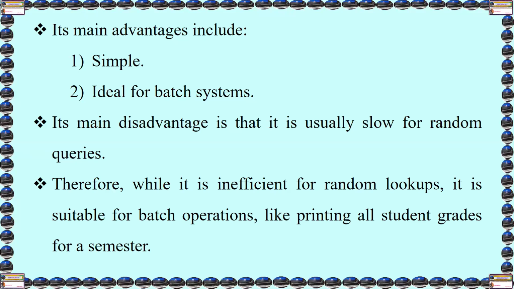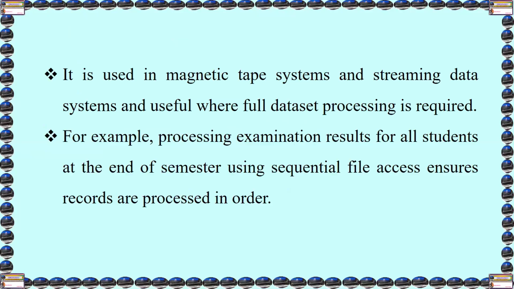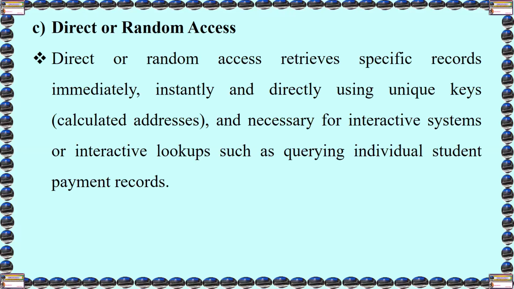Therefore, while it is inefficient for random lookups, it is suitable for batch operations like printing student grades for a semester. It is used in magnetic tape systems and streaming data systems, and is useful where full dataset processing is required. For example, processing examination results for all students at the end of semester using sequential file access ensures records are processed in order. Let's now look at the direct or random access.